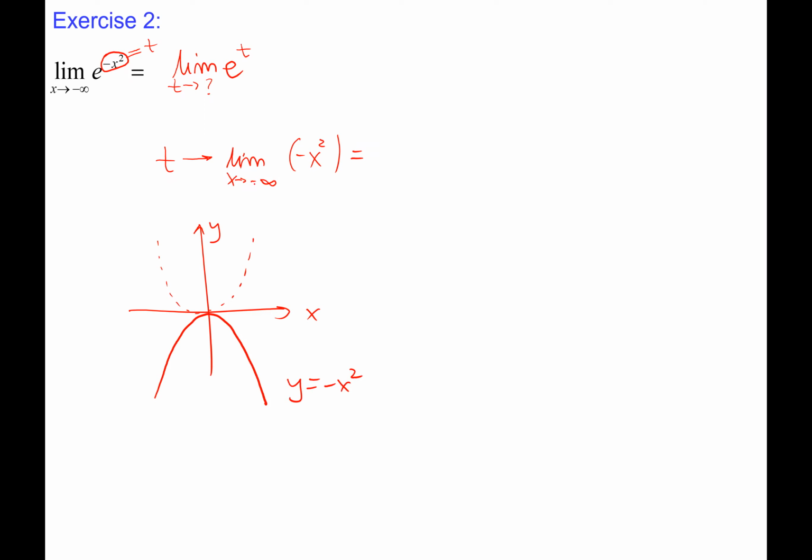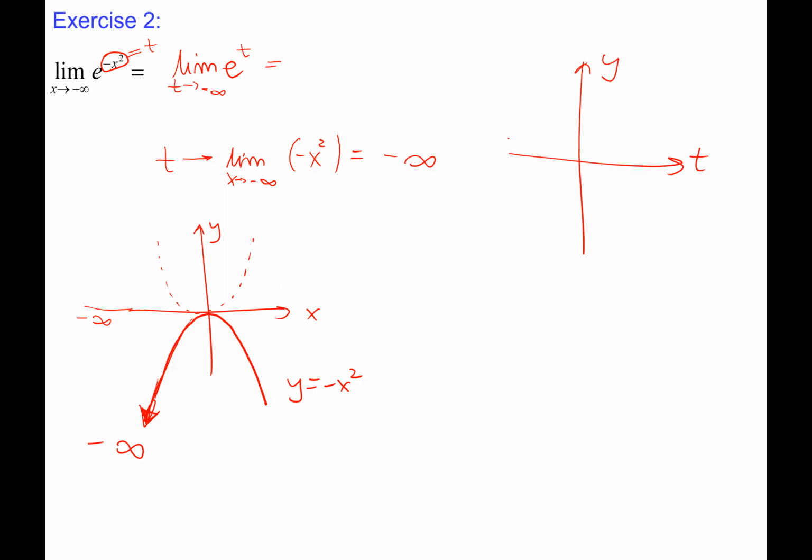And as x goes to negative infinity, we will square those negative big values, but we still have a negative in front. That means this limit is negative infinity, and we can see it on the graph. The function goes to negative infinity as x is approaching negative infinity. Okay, that means now I have my answer. t actually goes to negative infinity. And now how e to the t behaves at negative infinity, that's our new function.